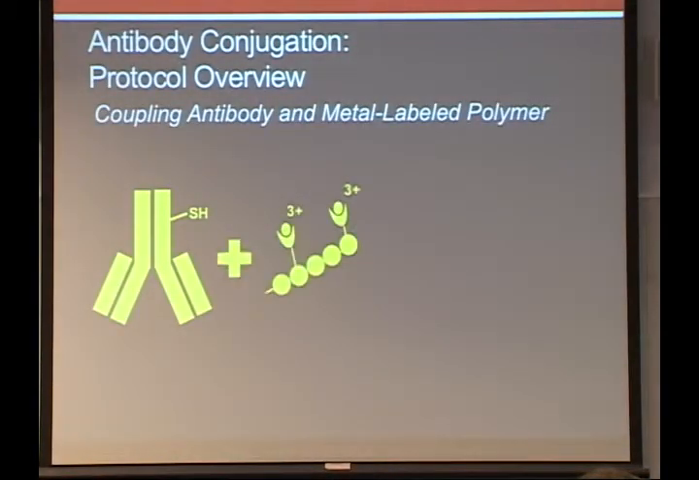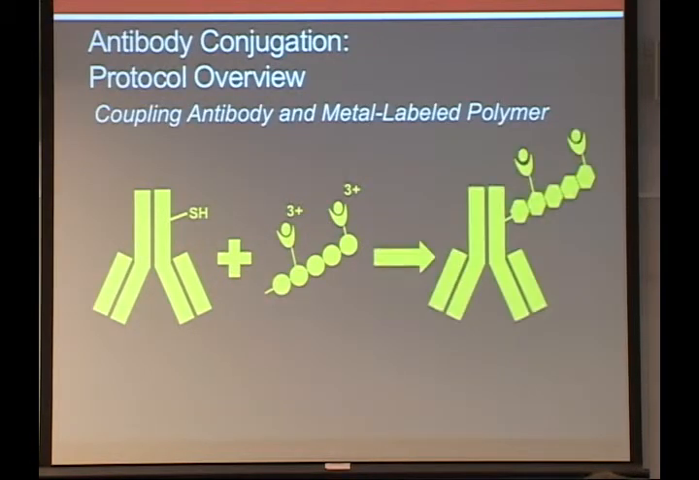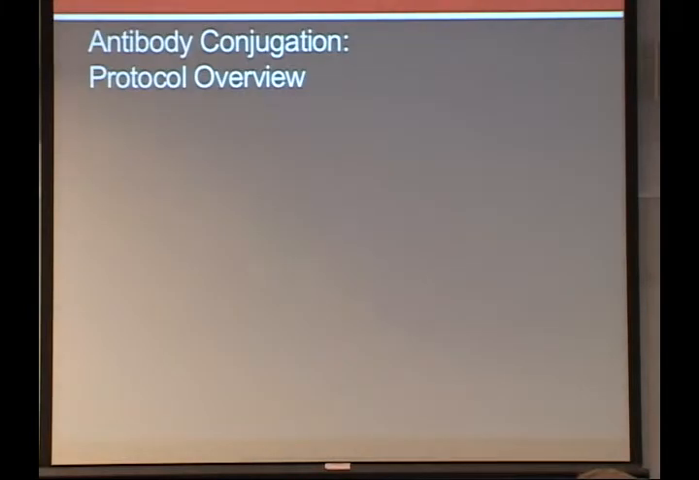And then the last step in the coupling buffer will be to combine, after several washes, both the partially reduced antibody and the chelating polymer. And after 2 hours at 37 degrees, you'll have what is hopefully a functional antibody conjugated for use on the mass cytometry platform. So relatively simple. I think the chemistry is not too difficult to grasp.